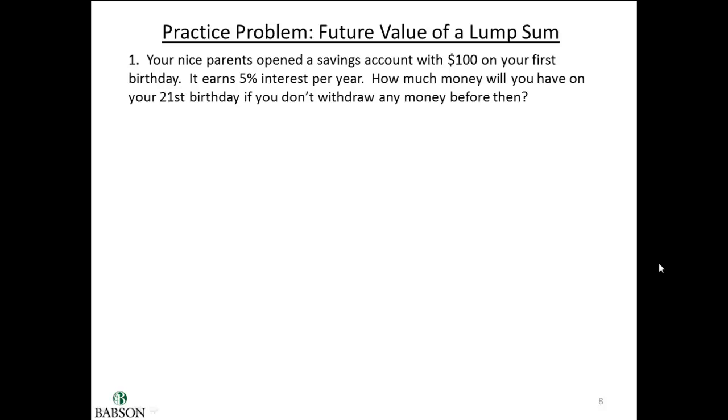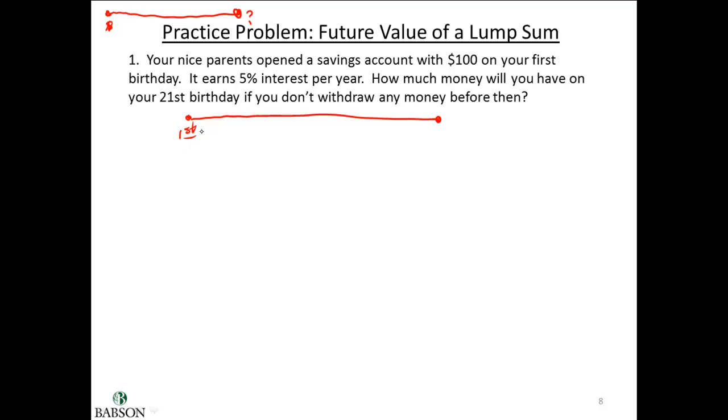So first problem, this example is finding the future value of a lump sum. Right there we know that we have a sum of money at some earlier point in time, and we want to find out what it's worth later given a certain number of time periods and the interest rate paid in the account. In this case, you've got a savings account with $100 on your first birthday. It earns 5% per year. You want to find out how much you're going to have on your 21st birthday if you don't take any money out. So the timeline on this should be pretty simple to do in your head.